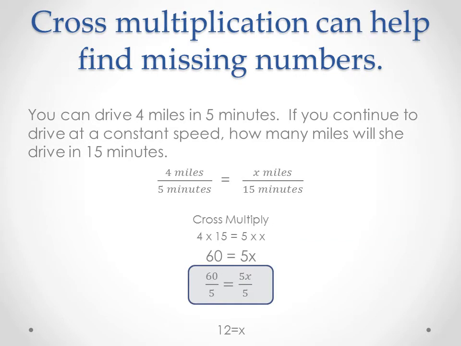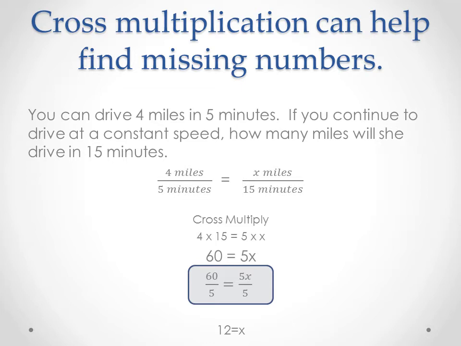So this proves that these 2 ratios are in fact equivalent. Using cross multiplication can also help you find missing numbers when you're solving ratios or rate problems. Here's an example. You can drive 4 miles in 5 minutes. If you continue to drive at a constant speed, how many miles will you drive in 15 minutes? So we have to set up 2 ratios. The first is 4 miles to 5 minutes. And we want to set that equivalent to a ratio of X number of miles, because that's what we're trying to figure out, and we're driving for 15 minutes.